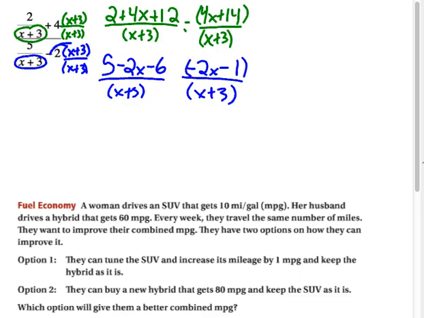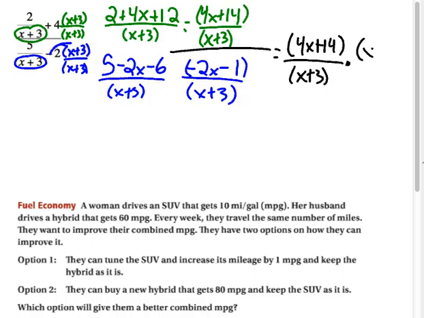Then obviously this is still actually a major division problem. So again, handle the numerator and denominator separately for me, please. And now we need to multiply by the reciprocals. So we have 4x plus 14 over the x plus 3. And now let's multiply by the reciprocal.